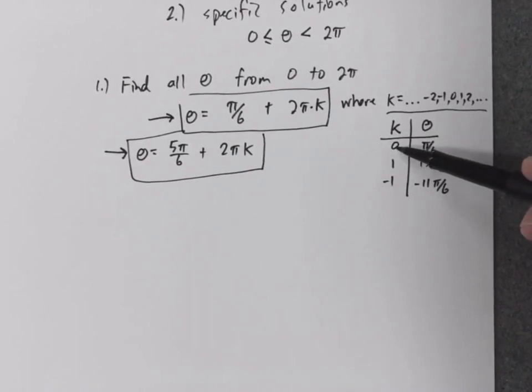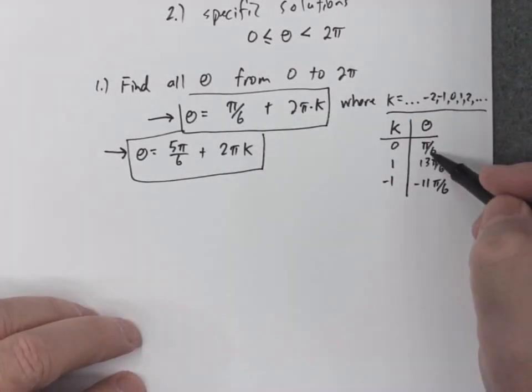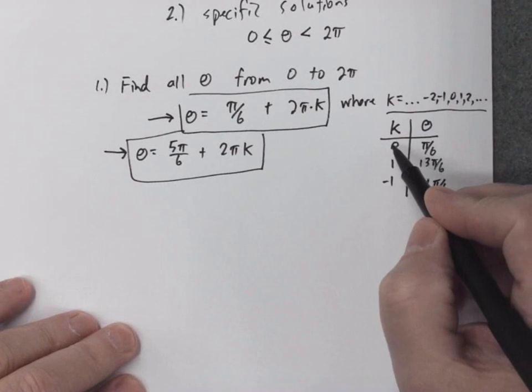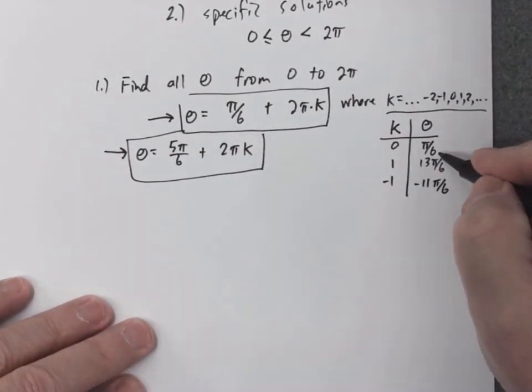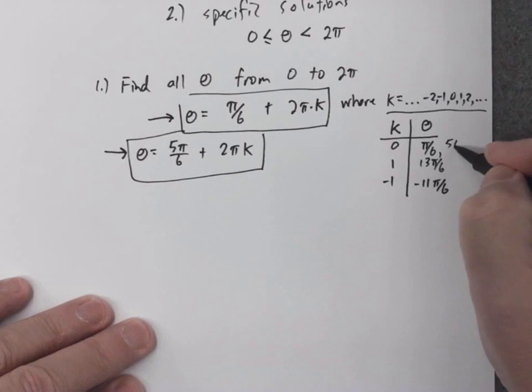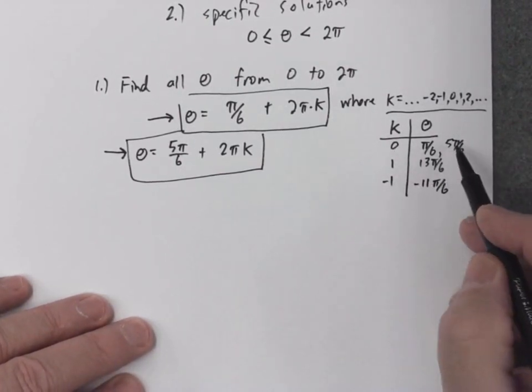You always start with k equals 0. When I plug k equals 0 into this equation, I got pi over 6. Now when I plug k equals 0 into my second general solution, I get 5 pi over 6. So when k equals 0, these are my 2 solutions. These are going to be the first 2 of 6.